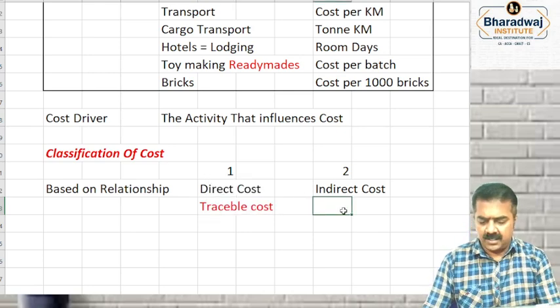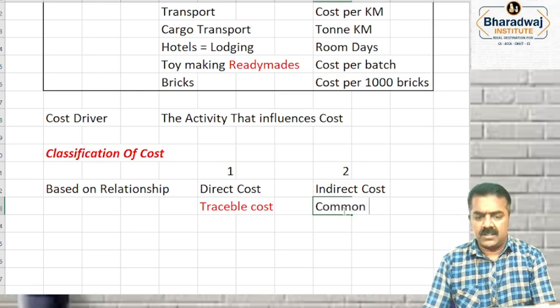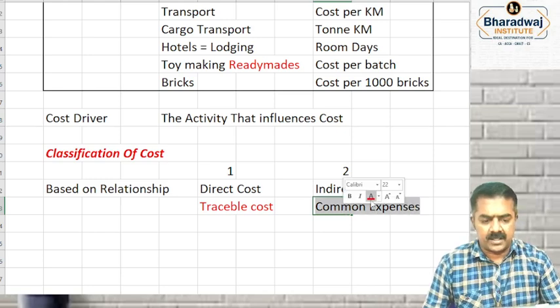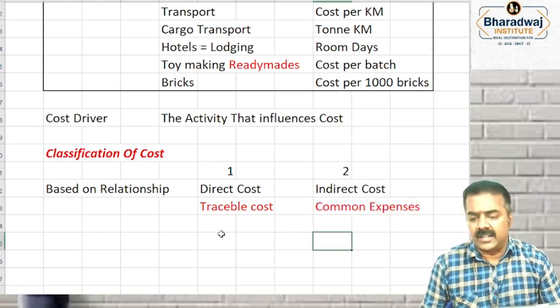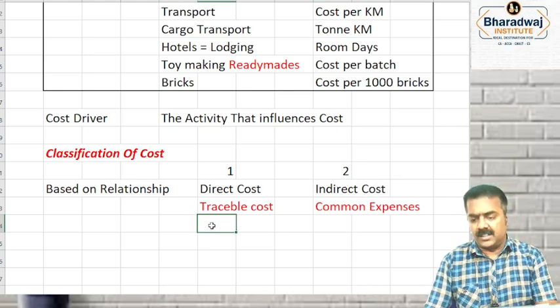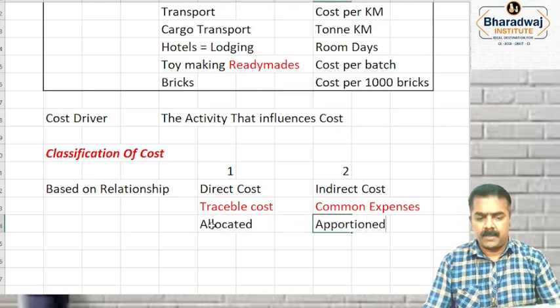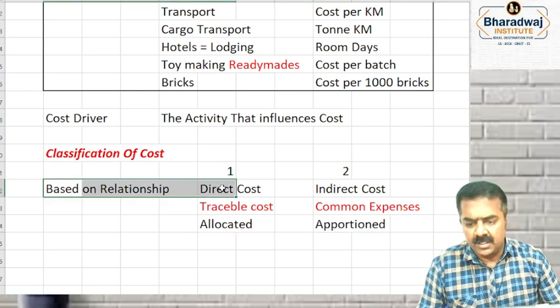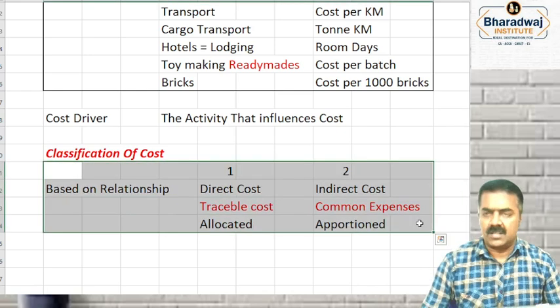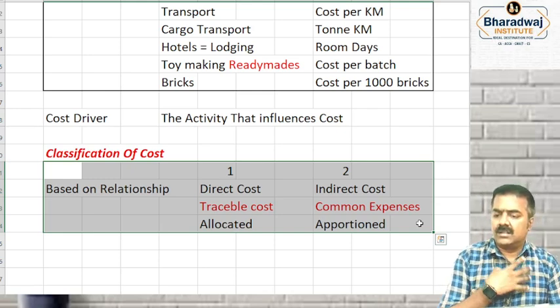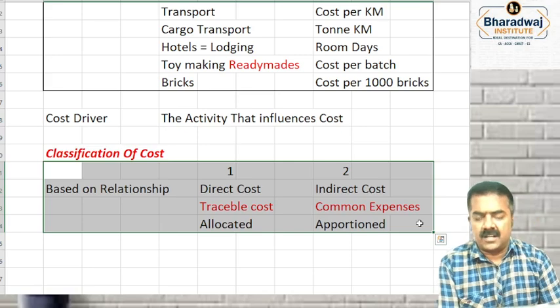Direct expenses. Common expenses. Common expenses means it is not spent for a product or department in particular, that is spent for 2 or 3 divisions. Traceable costs are allocated and indirect costs are what? Apportioned. Common expenses are apportioned. So based on how the cost is related, we call it as direct cost or indirect cost.